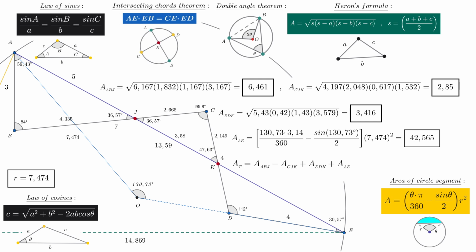So our final result is 6.461 minus 2.85 plus 3.416 plus 42.565, which is a grand total of 49.586 units squared. And we'll round that up to 49.6, our final result. So that's all she wrote, my friends. That's your answer.